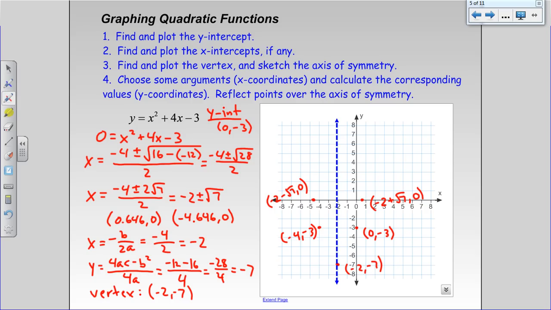And if we wanted to find a couple more points, again, we could choose an argument for x and calculate y. For example, if x equals 1, then the equation y equals x squared plus 4x minus 3 gives y equals 2. So the point (1, 2) is on the parabola. And then again, we can reflect a point to find a point on the other side of the axis of symmetry. And that corresponding point would be the point (-5, 2). Now we have enough information to make a good sketch of the graph of our parabola, with all the important points labeled on the graph.